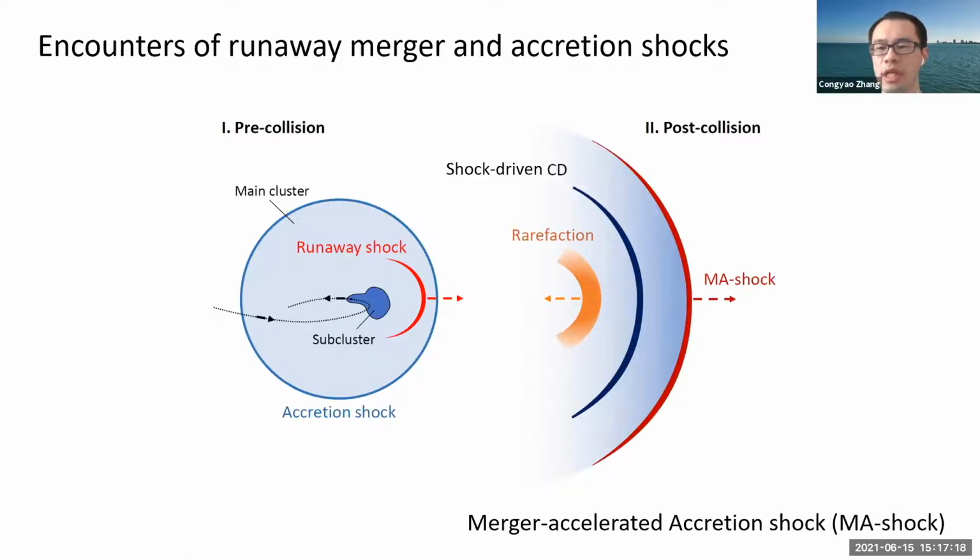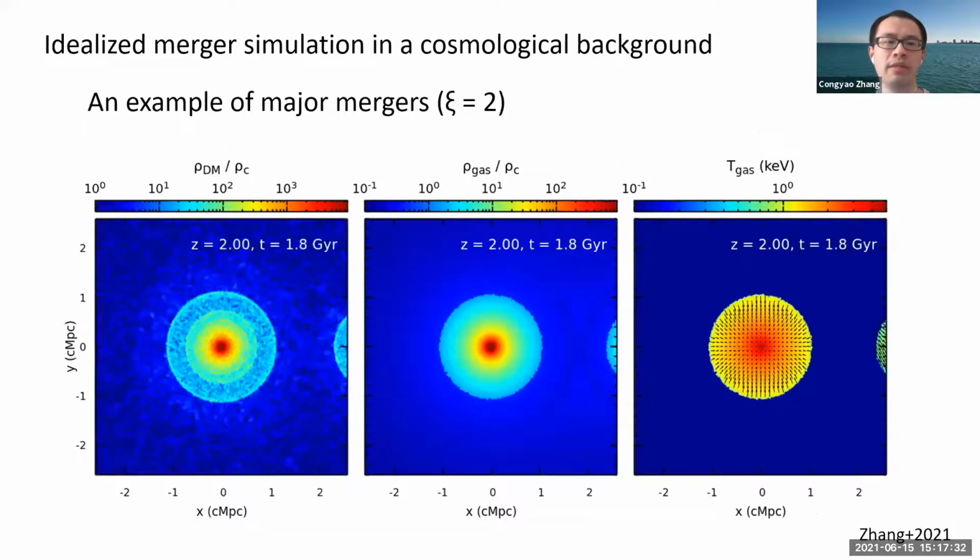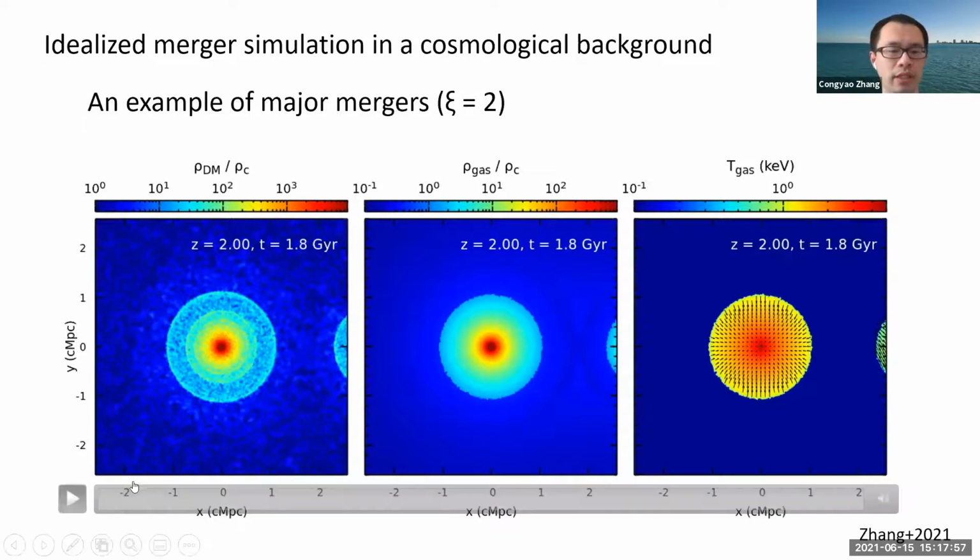And so in our study, we try to model the formation of MA-shock and to see how the MA-shock could affect the evolution of the entire galaxy clusters. So to reach this goal, we run idealized merger simulations between two galaxy clusters, but in a cosmological background. And we initiate each cluster by a self-similar solution. So in this way, actually the smooth accretion shock and splashback feature of the dark matter halo are all automatically included in our model. So here I'll show you an example of our major merger simulation.